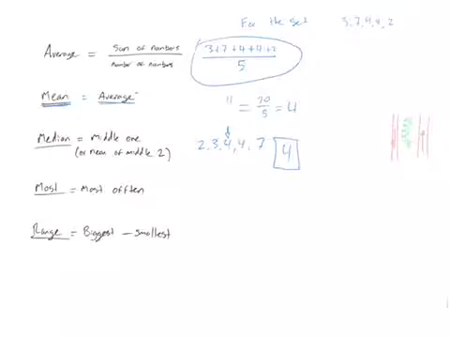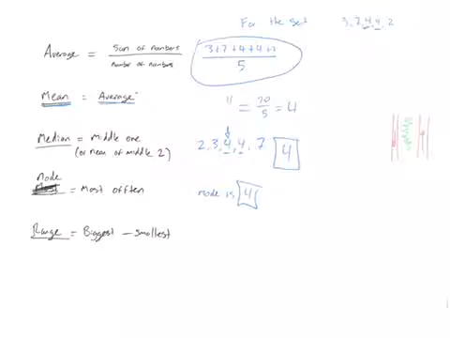Now, this next one here, I wrote it wrong. This should be mode. So I apologize for that. Mode equals the most often, or the one that shows up the most. In our example here, the one that shows up the most is 4, or up here is 4. Notice 4 shows up twice, whereas all the rest of them only show up once. So then my mode is 4.